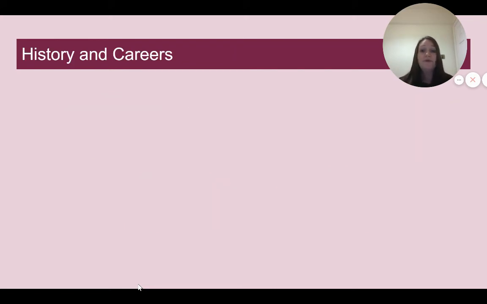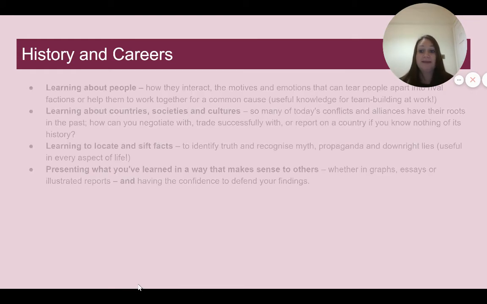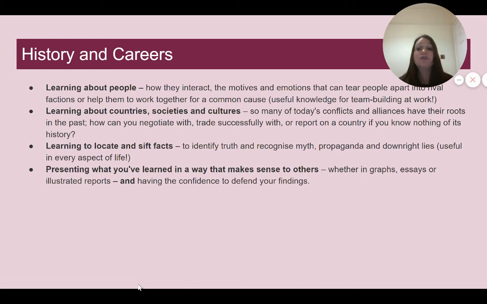I mentioned before that history is really good for those applying to go to university, but there's also a huge amount of transferable skills that will apply to apprenticeships and the workplace. So what's good about A-level history? Well, essentially we can break it down into 4 key areas.